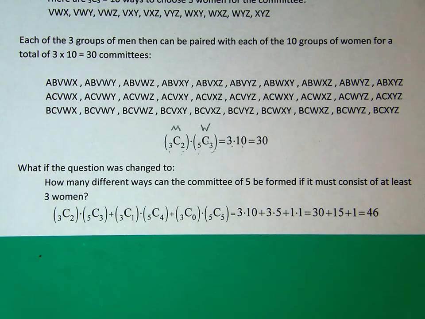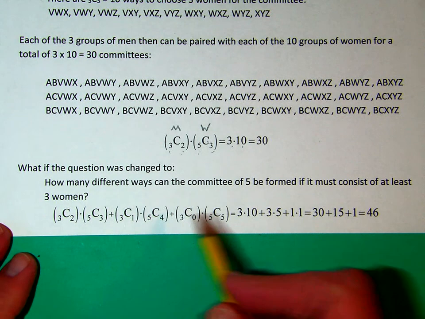All right, a variation of this. What if the question was changed to: how many different ways can the committee of 5 be formed, so it must consist of at least 3 women? At least 3 women in this context means it could be 3 women, it could be 4 women, or it could be 5 women.